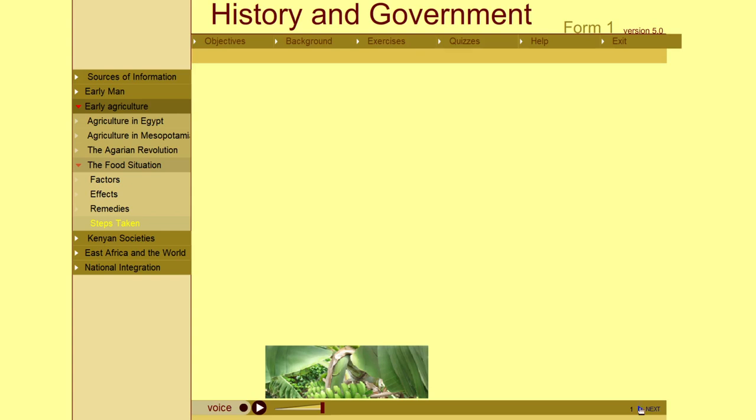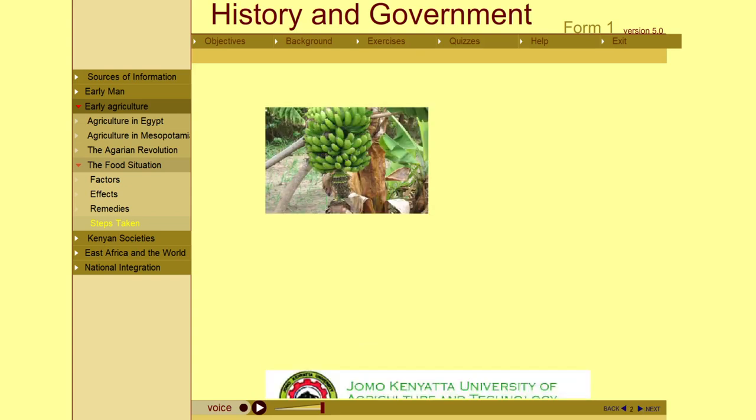3. Establishment of agriculture training institutions to train experts like agricultural officers, veterinary doctors, and horticulture experts. Examples of such institutions are JKUAT and University of Nairobi.